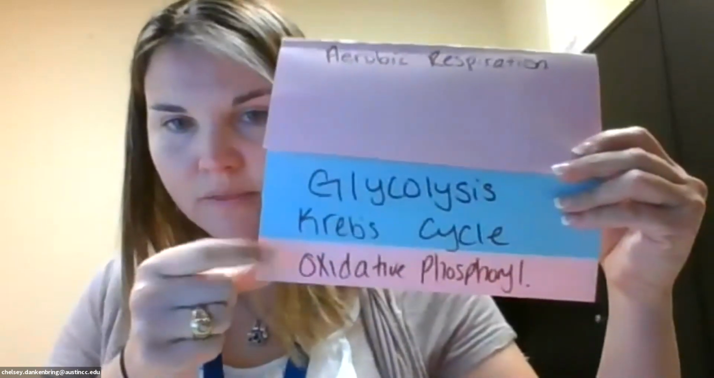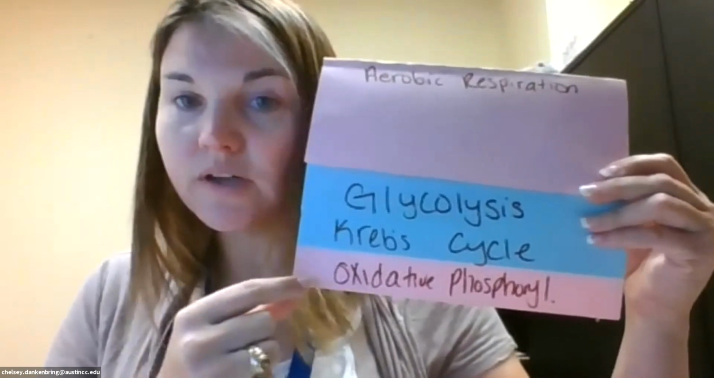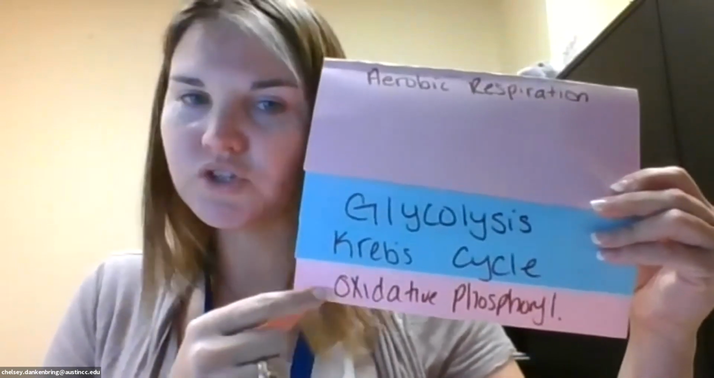Everybody, this is the third and final video for aerobic respiration. So we're going to talk about the third step, which is oxidative phosphorylation. And so we are now down here on the bottom, okay? So it's going to be called oxidative phosphorylation.